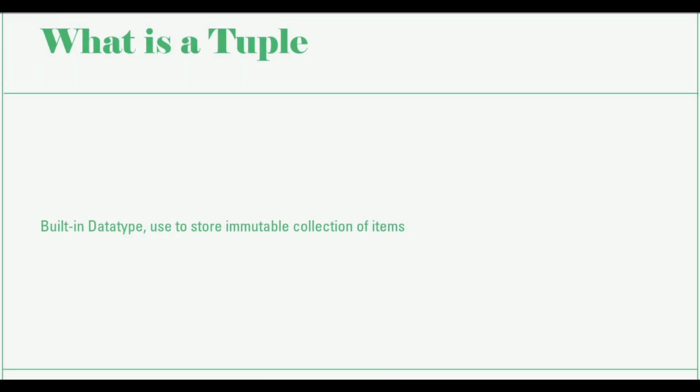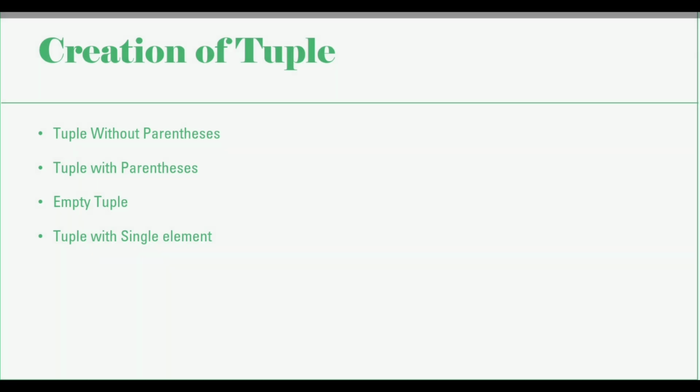So what is a tuple? Tuple is a built-in data type in Python. It is used to store an immutable collection of items, which means in a tuple you cannot modify the data. Now we will see different ways of creating a tuple: tuple without parenthesis, tuple with parenthesis, empty tuple, and tuple with single element.